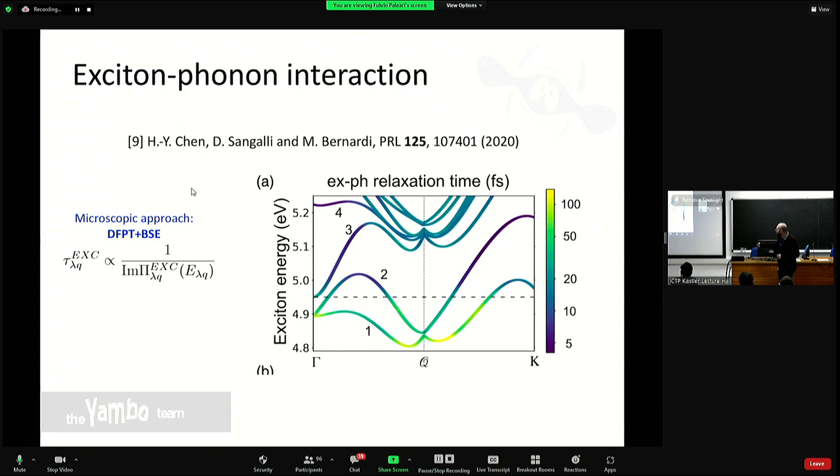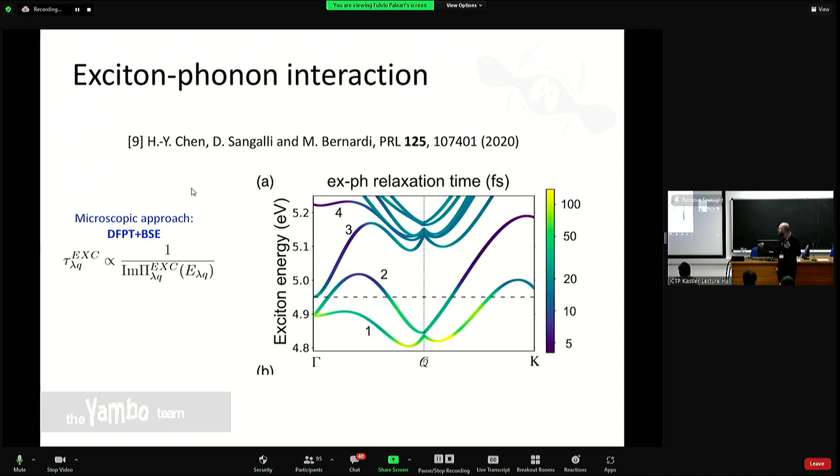And in this paper, you see here, this is not a band structure. This is an exciton dispersion, also of bulk hexagonal boron nitride. And the colors represent basically what the authors calculate as the relaxation times of the excitons. So basically, the typical time the exciton takes, once it is excited by a pump pulse, to relax and go to lower and lower energies.